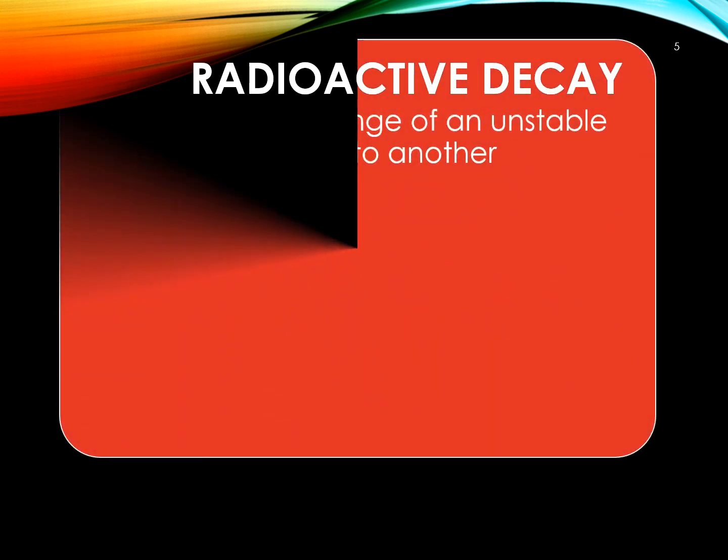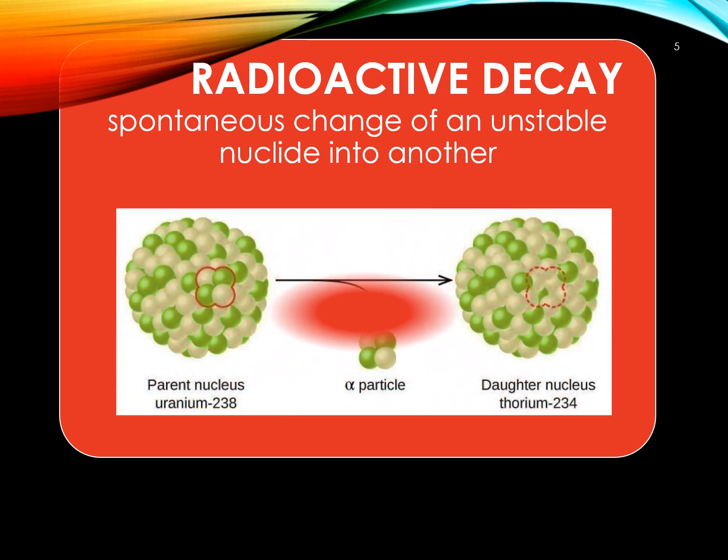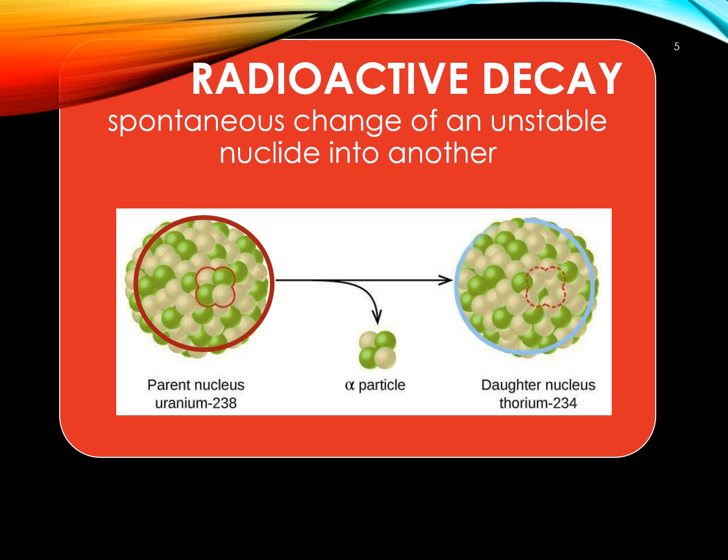To adjust the neutron-proton ratio and move towards the belt of stability, the nuclei undergo a series of processes. When an unstable nucleus spontaneously changes into another, we refer to it as radioactive decay. For example, we have a parent nucleus, uranium-238. When it decays, a daughter nucleus is formed, that is thorium-234.